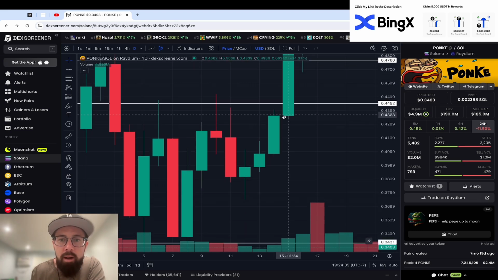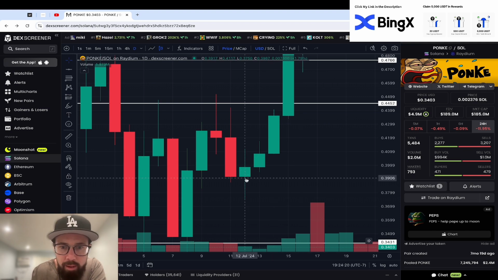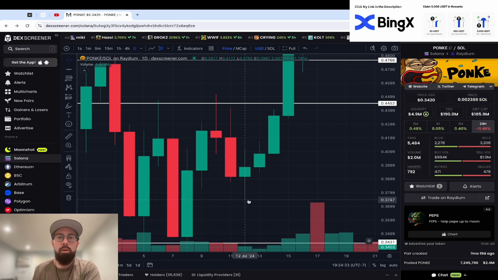Now the wick to the top is the high during that 24 hours of trading. So it wicked to 44 cents, closed at 43.6 cents. All right, no wick to the bottom. But a candle like this, this one opened at 39.17, closed at 39.87. It had a high of 41.17 and a low of 37.47.